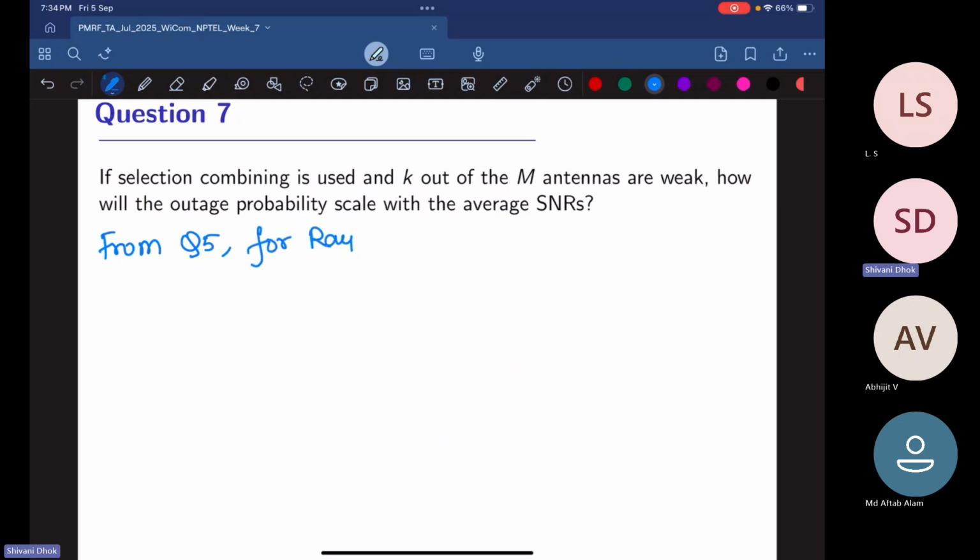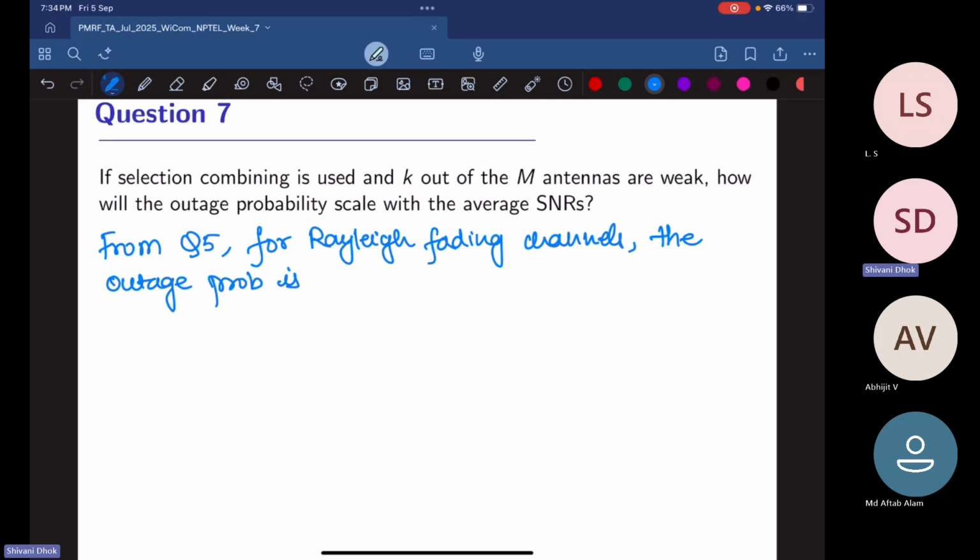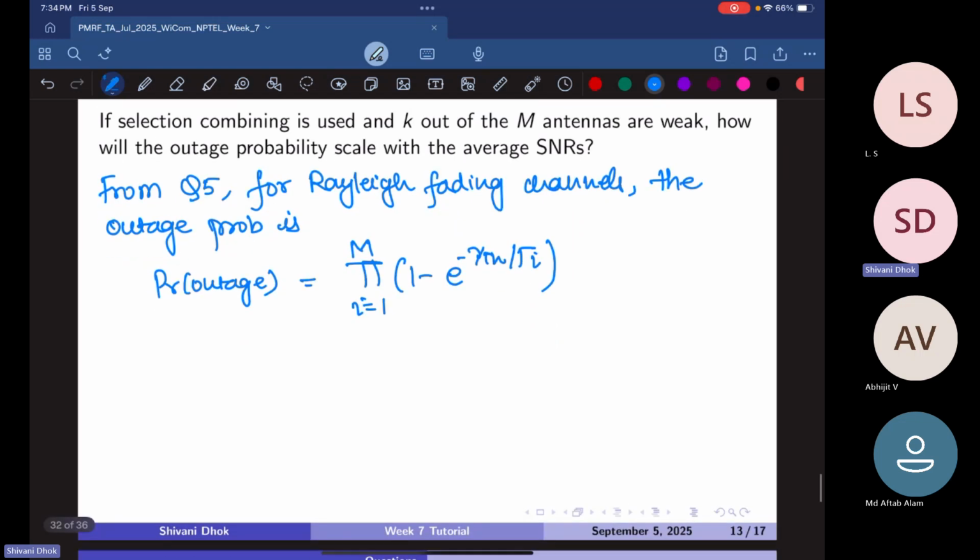For a Rayleigh faded channel, the outage probability is given by the product over i equal to 1 to capital M of 1 minus e power minus gamma th by capital gamma i, where gamma i is the average SNR for the ith antenna. Now what is said is that k out of M antennas are weak. So what does it mean?